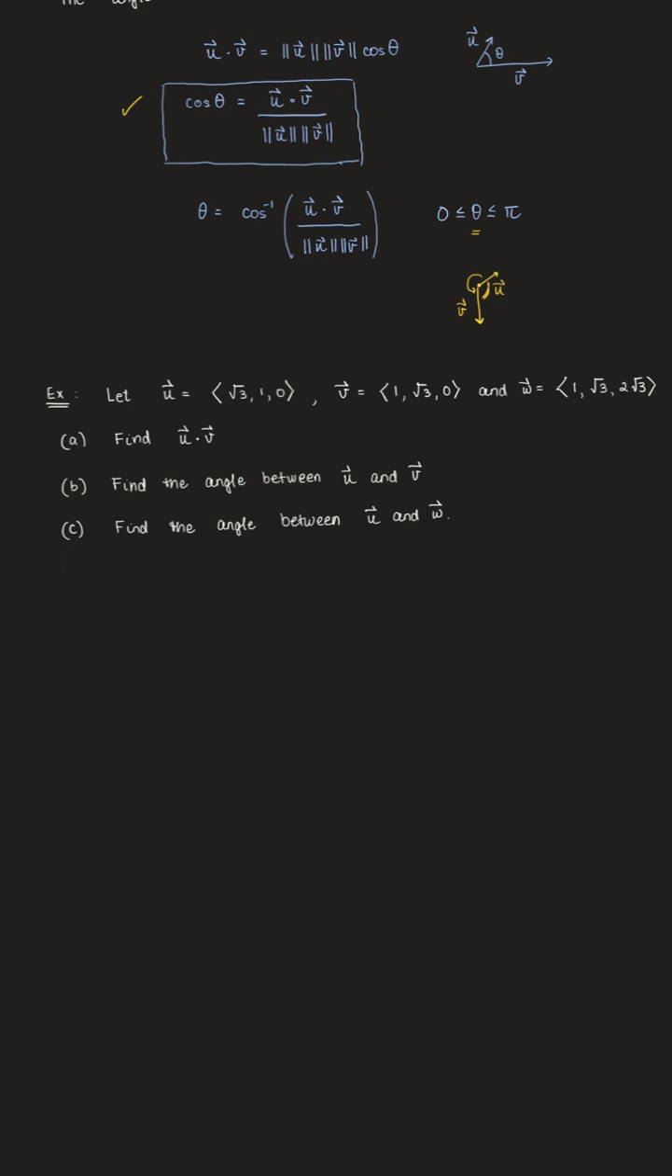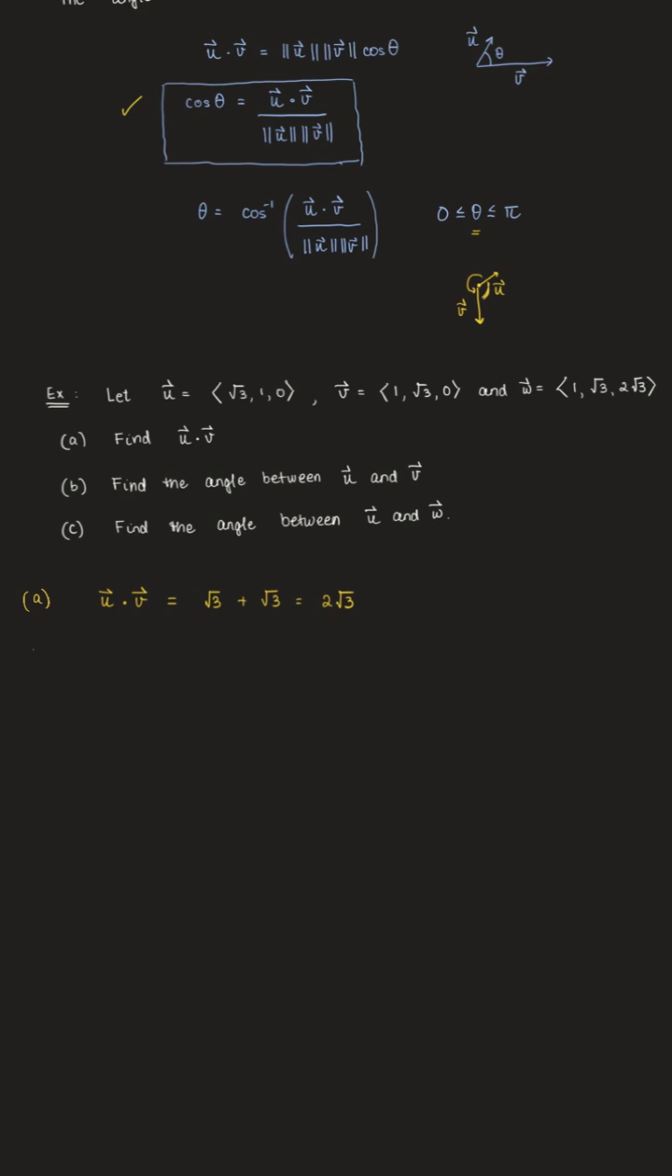So let's go ahead and find u dot v. We're going to multiply corresponding components and add. That's going to give us the square root of 3 times 1 plus the square root of 3 times 1 plus 0. So that is just 2 times the square root of 3. There's the dot product. Now, if we want to find the angle between the vectors, we're going to need the magnitude of u and the magnitude of v, so that we can apply our formula for the cosine of theta and then take the inverse cosine.